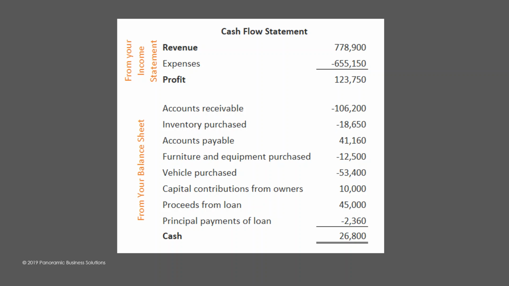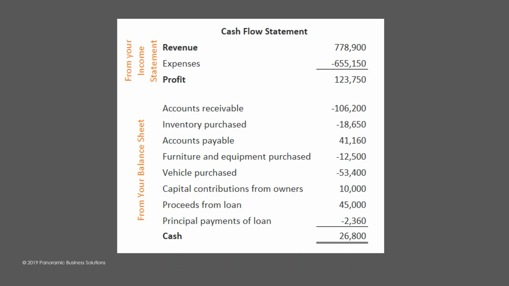So this is a great report to invest some time in, because one of the last things you want to do is to generate $778,000 of revenue, but then only have $26,000 of cash to show for it. That's the last thing you want to do. So when you take the time to fully understand revenue, profit, and cash, you'll be able to figure out what can you do to increase that cash.